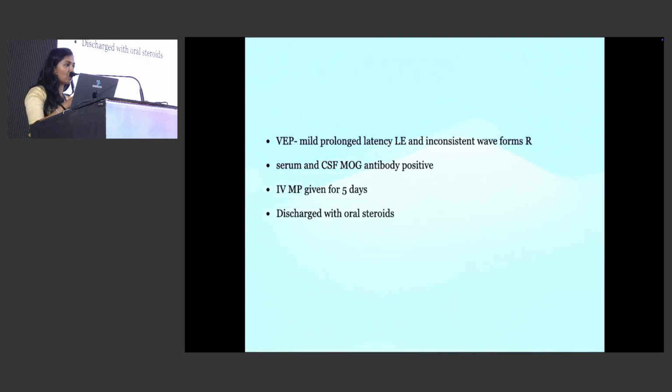Usually it is a pediatric population with disc edema, severe vision loss, and a good response to steroid. And with one episode, usually the neurologists don't start immunosuppressants. It starts only if it recurs.